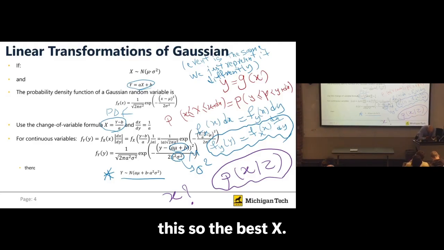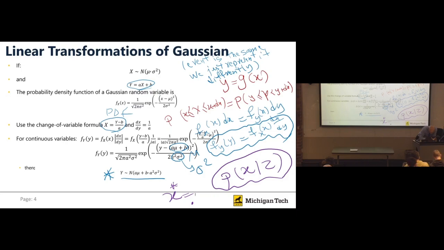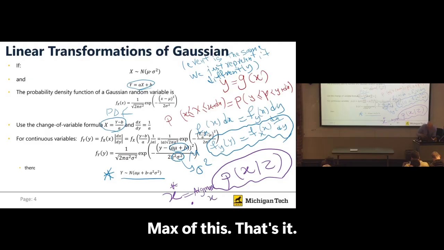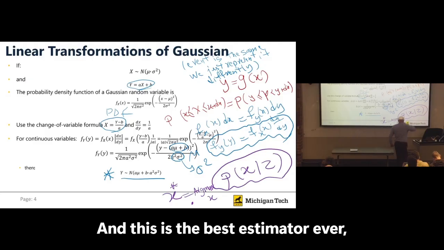So the best x, that we call optimal x, is the max of this. However, argmax, of course. Argument max. Argmax of this. That's it. So that means estimation. And this is the best estimator ever.